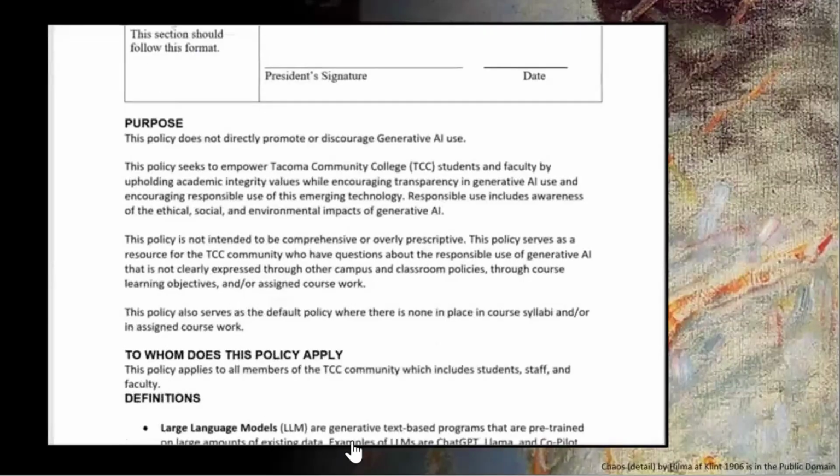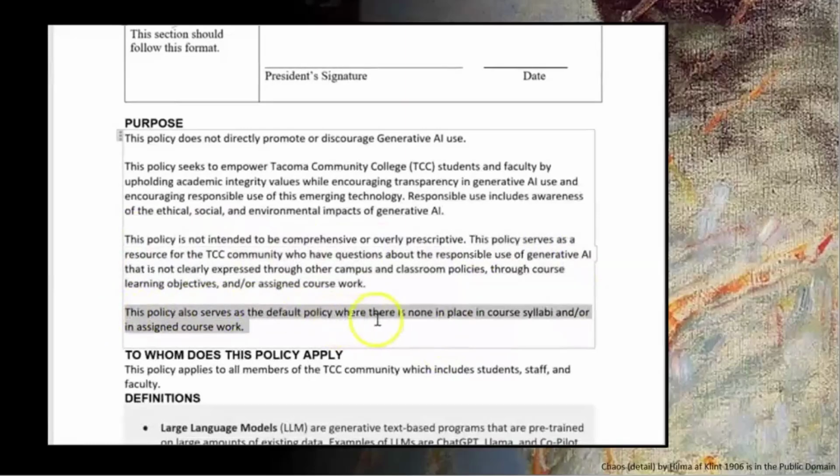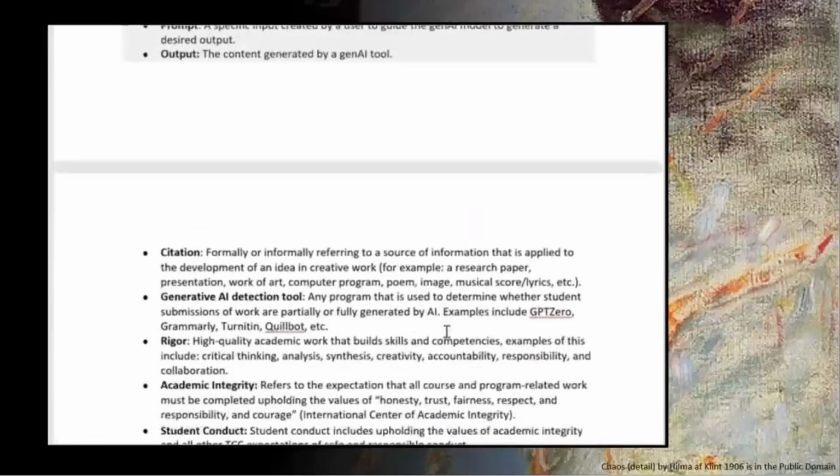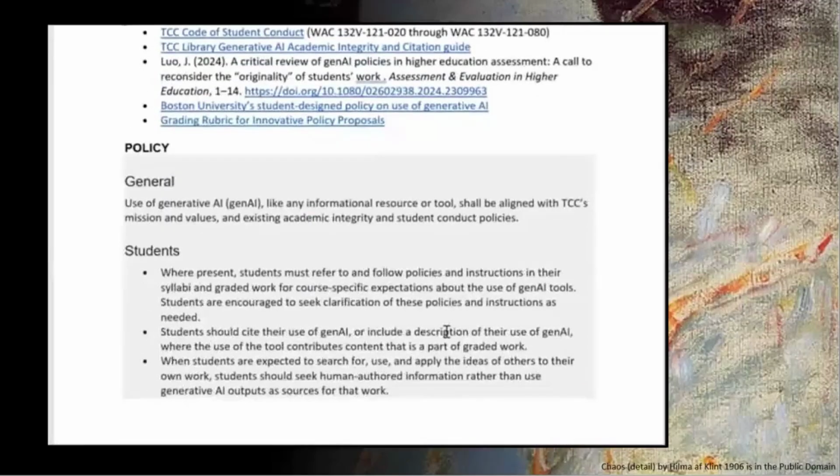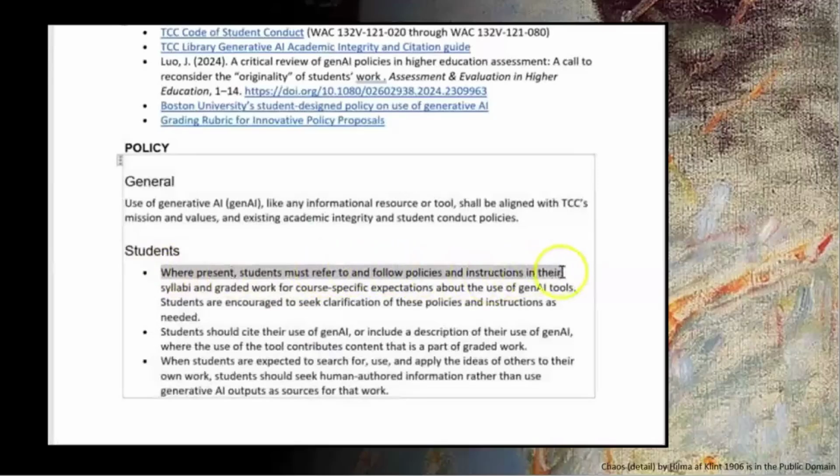Oh, here we go. Here's my video of our policy. So this policy is not intended to be comprehensive or overly prescriptive. Students wanted that straight out of the gate. And this policy serves as a resource for the community who have questions about the responsible use that is clearly not expressed elsewhere on campus or in classroom policies, right? And I think that Megan Sanders mentioned that all faculty have the right to present that how they want, but this policy was put in place where there might not otherwise be policy.